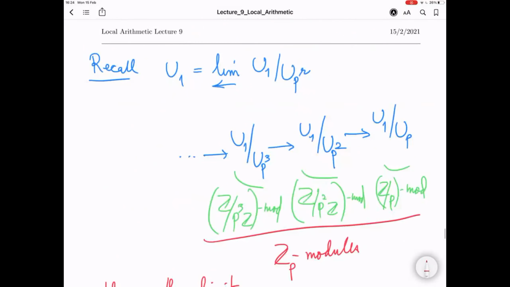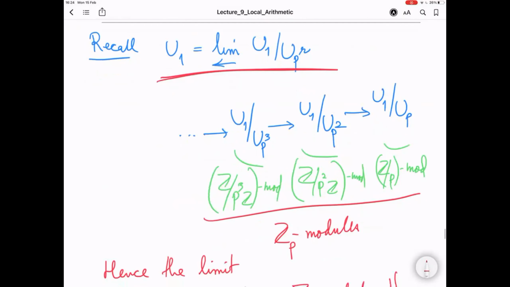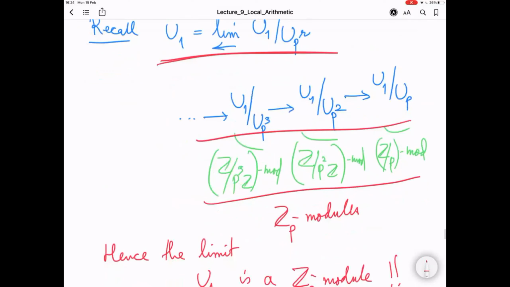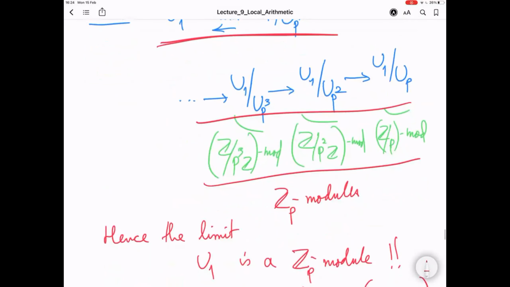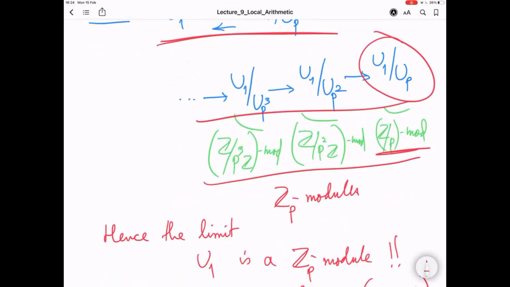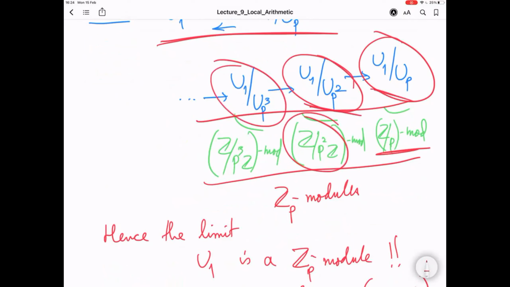So our U1 was this inverse limit, and here it is spelled out. Now we have proved that this one, of course, is a Z mod P module, which just means that it's a commutative group of exponent P. We have proved that this one is a Z mod P squared Z module. In other words, we have shown that this is a commutative group of exponent P squared. Similarly, we have proved that this is a commutative group of exponent P cubed. So it's a Z mod P cubed module.